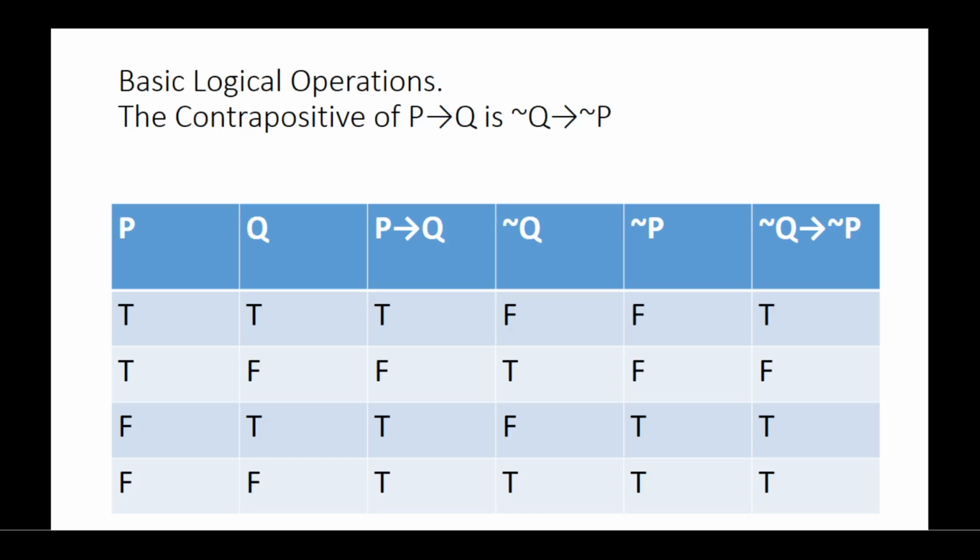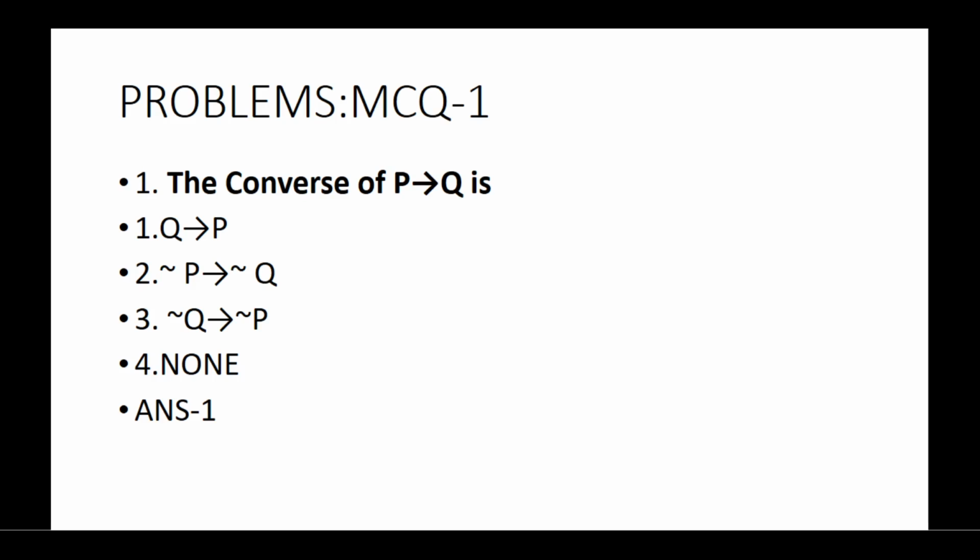And the contrapositive of a given conditional is a new conditional whose antecedent is the negation of the original consequent and whose consequent is the negation of the original antecedent. So if the given conditional is P implies Q, then the contrapositive is negation of Q implies negation of P. And these are some problems about inverse, converse, and contrapositive.